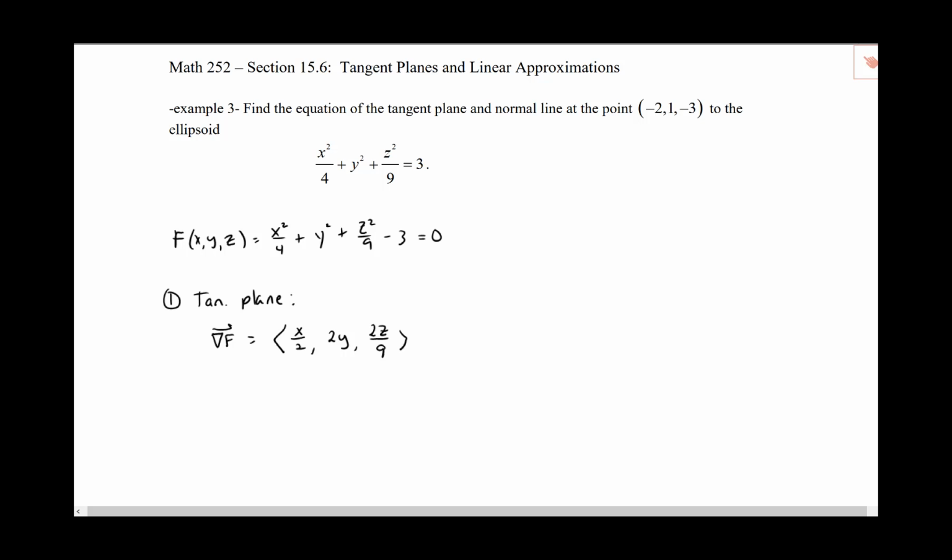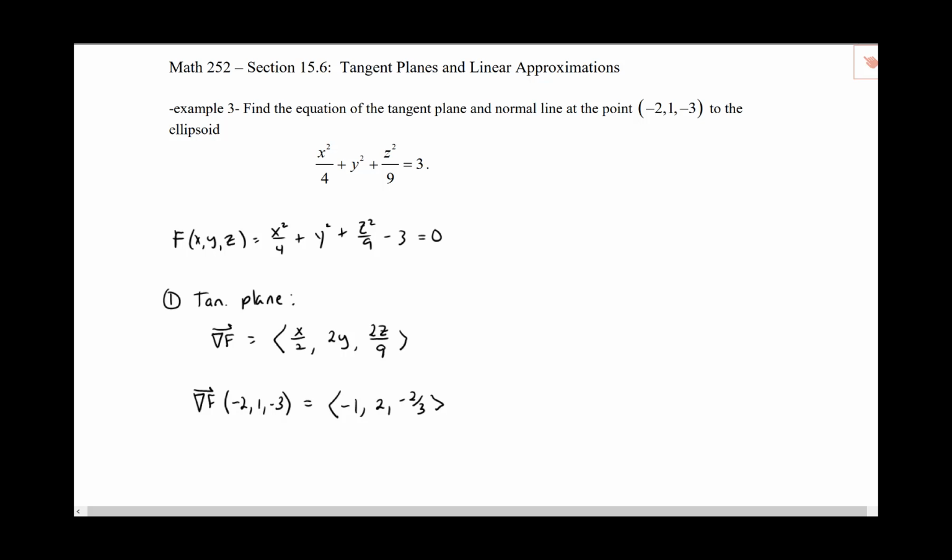Now we need to evaluate that gradient at the given point. So go ahead and evaluate the gradient at the point -2, 1, -3. Write that down. Okay, do you have the same thing I have? It's the vector -1, 2, -2/3. All right, then we have everything we need to write the equation of the plane.